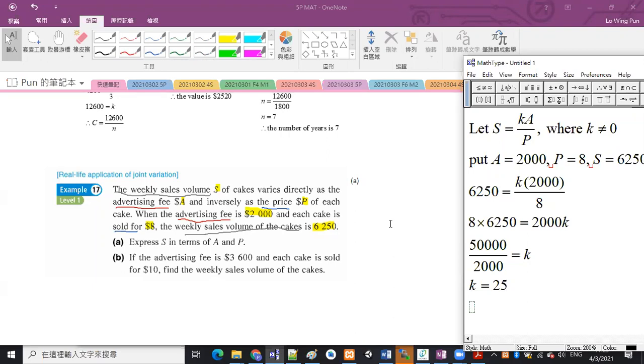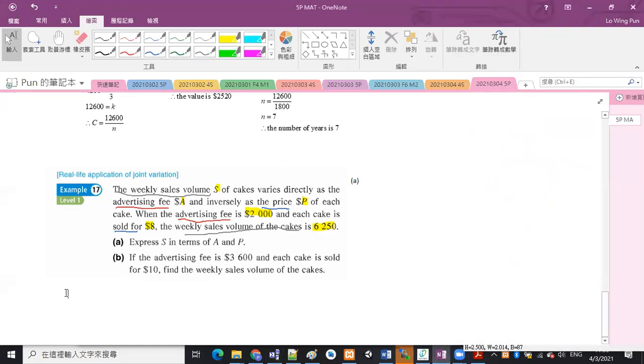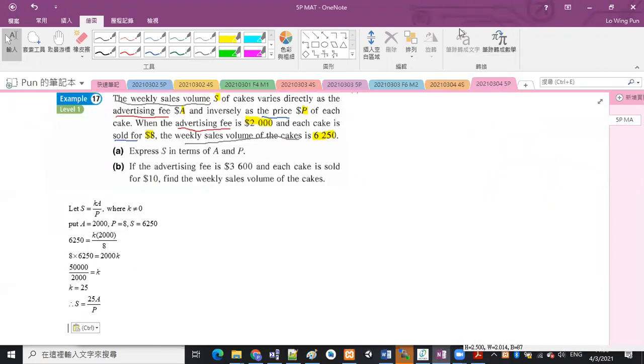Okay, and when you have found the value of K, just write down the complete information of the equation. Therefore, S is equal to KA over P, becomes 25A over P. That is the end of part A, the answer of part A. Okay.